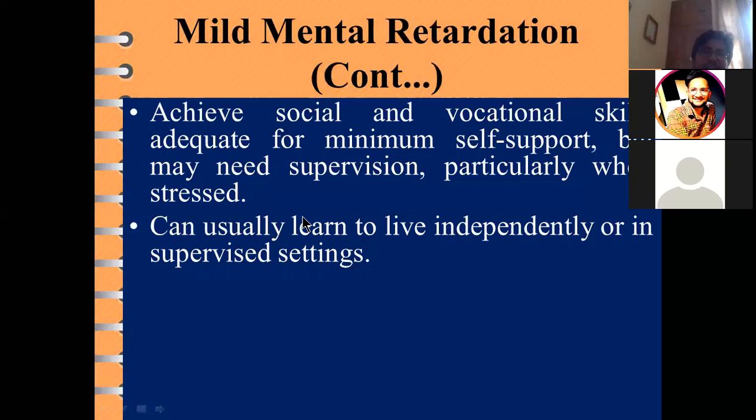Another thing in mild mental retardation is that they achieve social and vocational skills. Social skills are like communicating with others and respecting others. Vocational, or occupational, skills mean they can do some small works, like cleaning the table, or taking one thing and keeping it in another place. These things you must keep in mind. Next, they can usually learn to live independently or in supervised settings. I already told you they come under educable, which means they can live independently if there is some supervision.